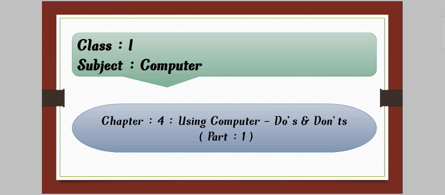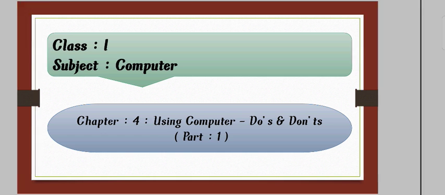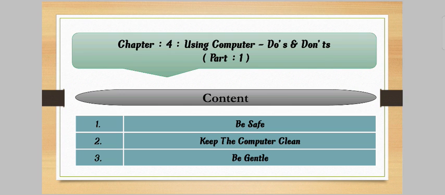Today I am going to start a new chapter, chapter number 4, using computers, do's and don'ts. So let's start. This is the content of this chapter. Number 1 topic is be safe. Number 2 is keep the computer clean. Number 3 is be gentle. So these three topics I am going to discuss in this video.